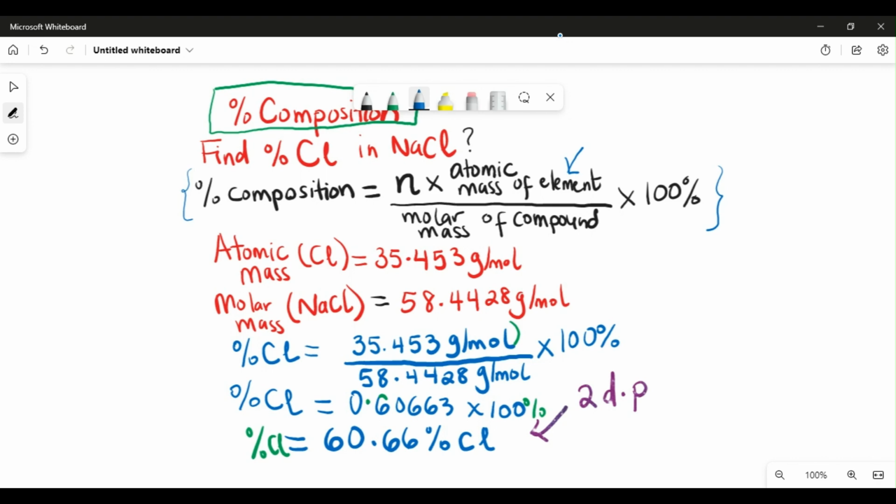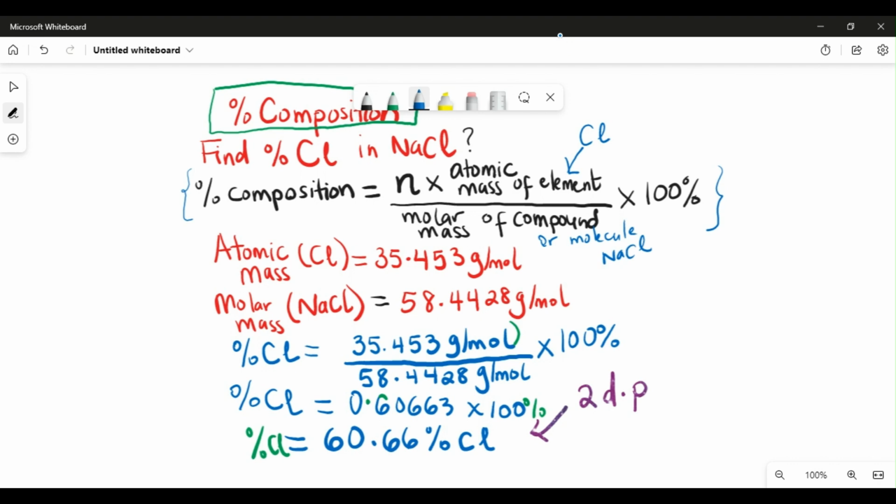So the element of interest is just chlorine, and all of that information is divided by the molar mass of the compound or molecule. And in this case, the compound is NaCl, right? All of that information has to be multiplied by 100%. Now, we go to the second stage.